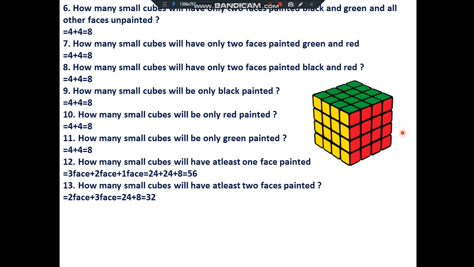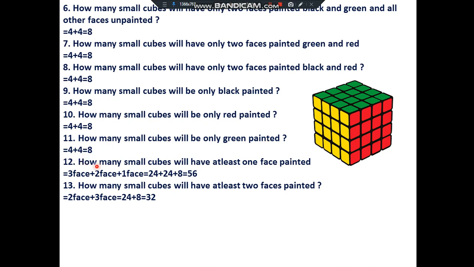How many have only green and red painted? Again the same question, but the color changes. Again you will have 8. Next question is also black and red, which will have 8. How many small cubes will have only black painted? Black painted means 2 opposite faces. So 4 plus 4, 8. Only red painted, again 8. Only green painted, again 8.